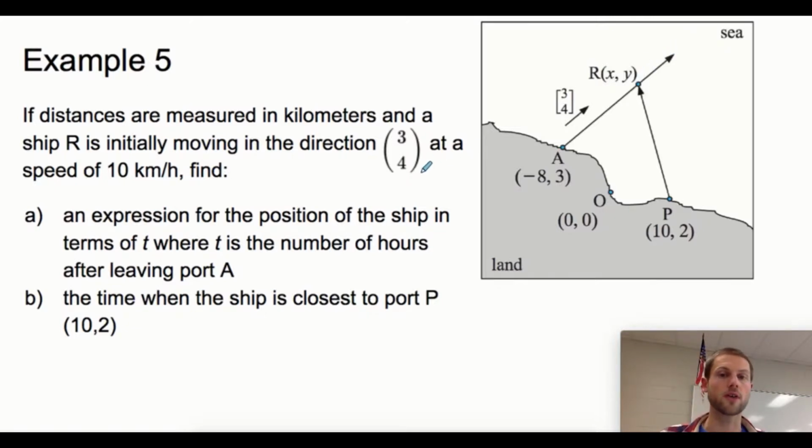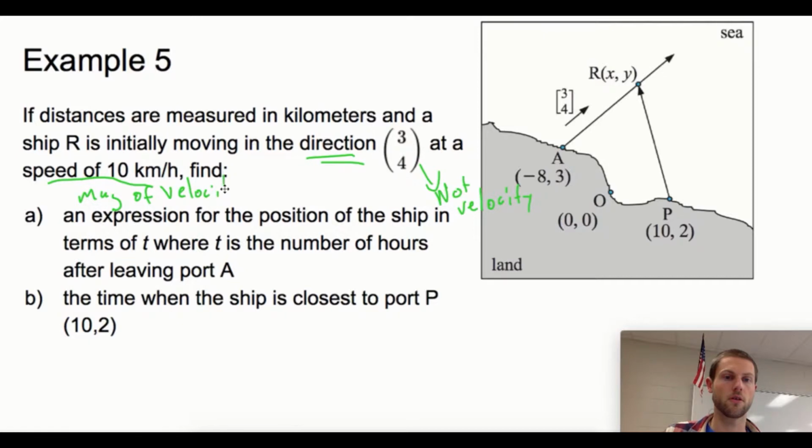Now, one thing I want to point out is this is not my velocity, right? It says moving in the direction of 3, 4. So that's not my velocity vector. This says it's a speed of 10, so this is going to be the magnitude of my velocity vector. We're going to have to use those two facts together in just a second. I want to find an expression for the position of the ship, not the position vector, in terms of t, where t is the number of hours after leaving port A. So we started here and left in this direction.